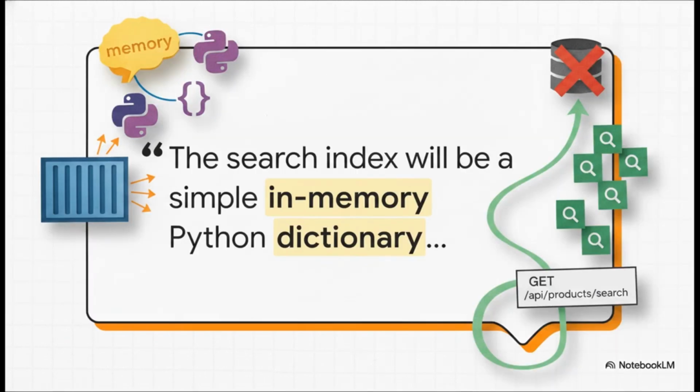Actually, I want to pause on this quote for a second because it highlights a brilliant architectural design constraint. It says the search index will be implemented as a simple in-memory Python dictionary to fulfill requirements without adding a complex search engine like Elasticsearch. This is such a smart, lightweight choice for the scope of this project.